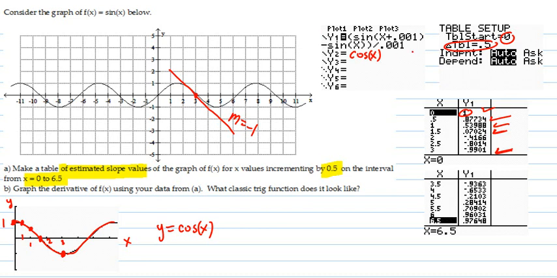The only reason why there'd be a little bit of variation is that the h we're using in the approximation is 0.001 and not more accurate. The more accurate you go, the more it's going to lie right on top of the cosine.